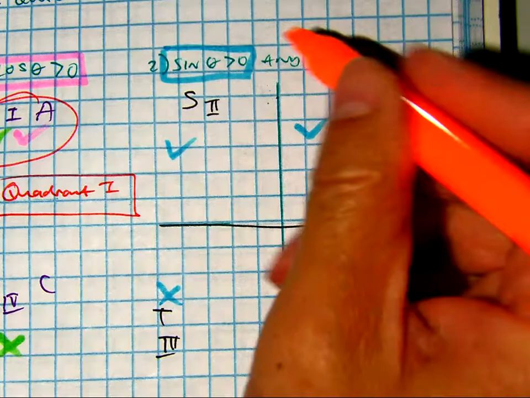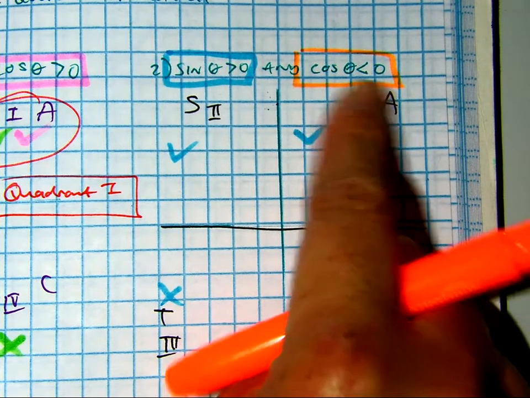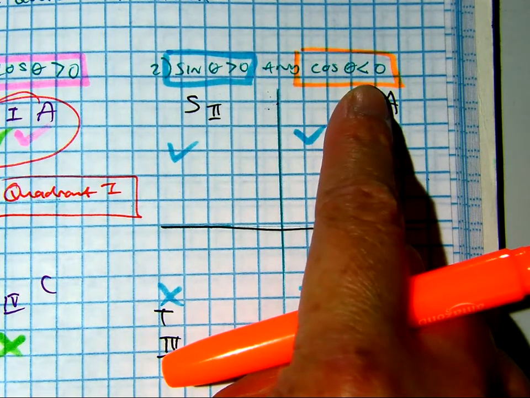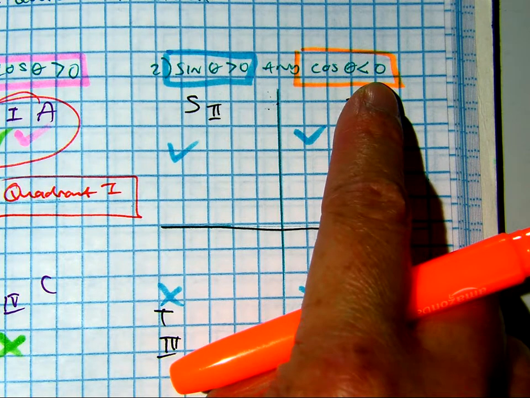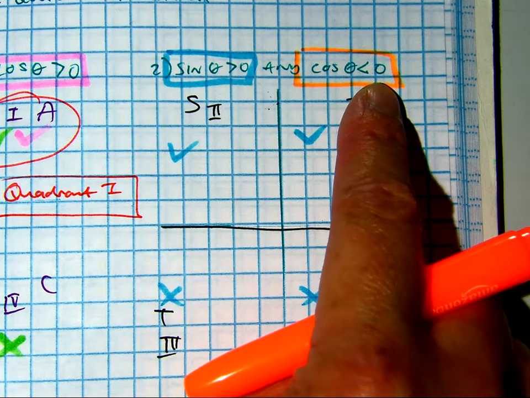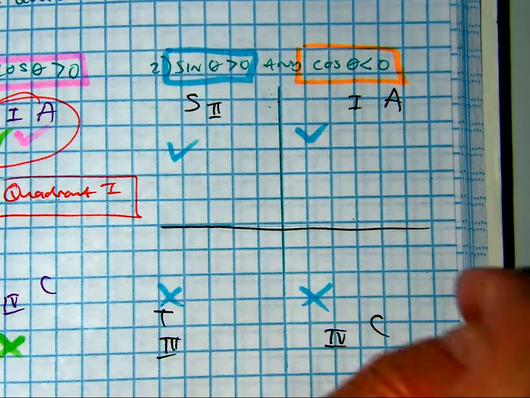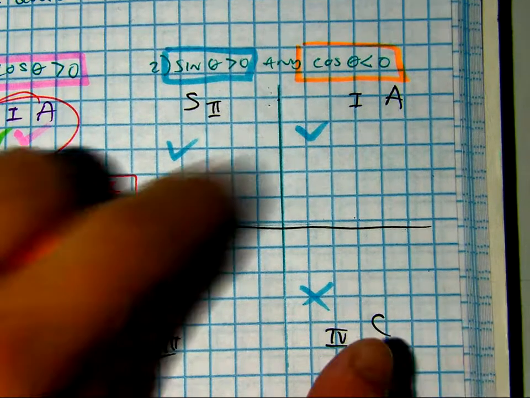Class, what does this mean in orange? Okay, this is saying cosine is less than 0. We're finding where cosine is negative. Now let me ask it in a different way. Where is cosine positive? Put your two fingers. This is where cosine is positive.